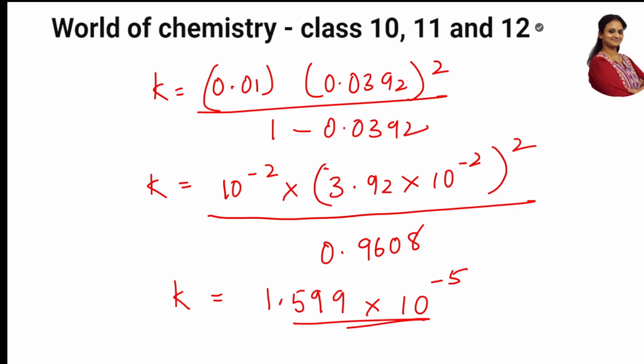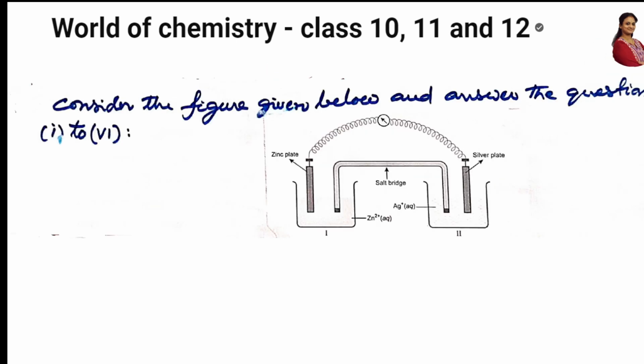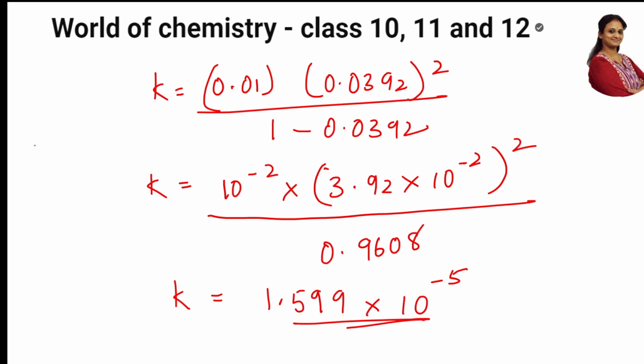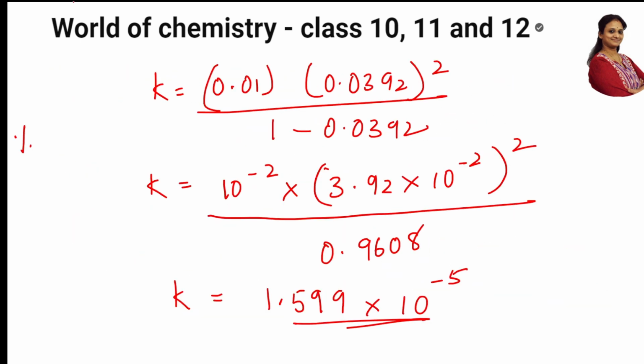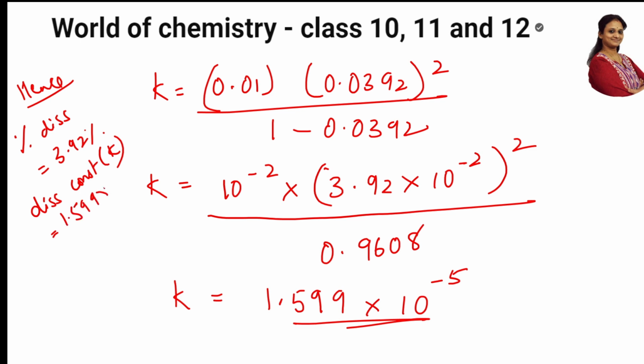Got it, students? Before I go to the next question, what did they ask me? They asked me two things. Hence, the percentage dissociation value is 3.92 percent, and the dissociation constant K is equal to 1.599 into 10 raised to minus 5. You can write this.